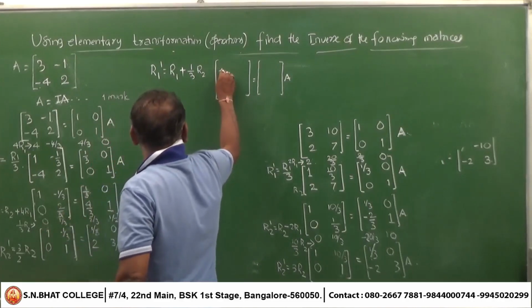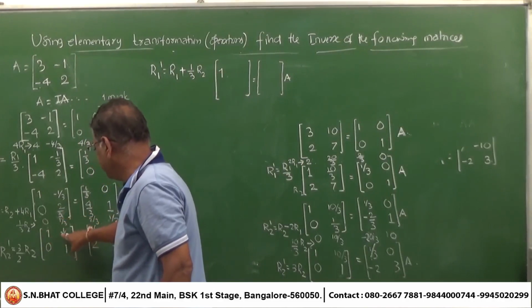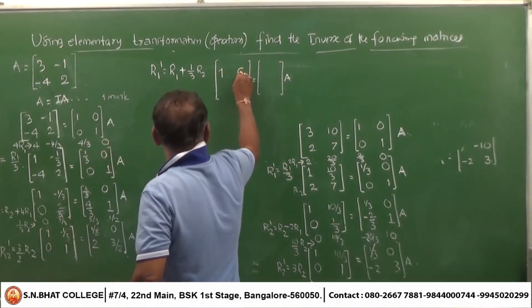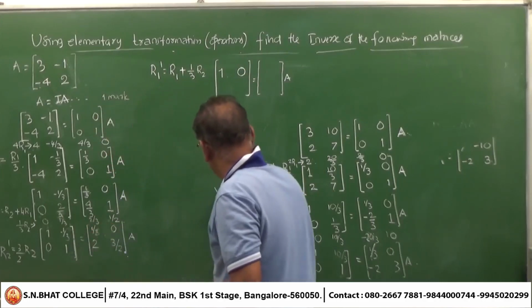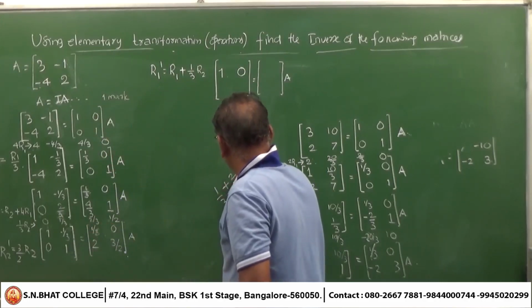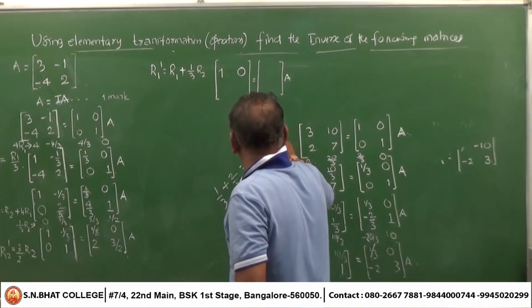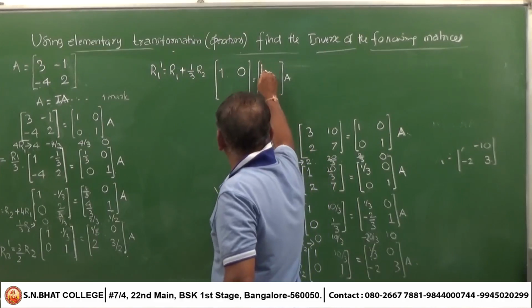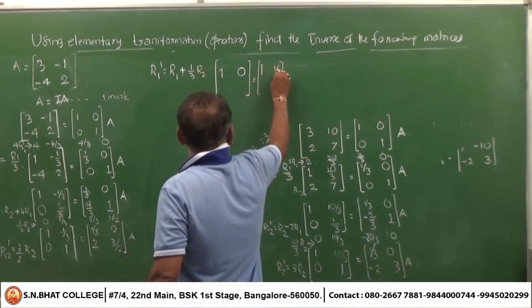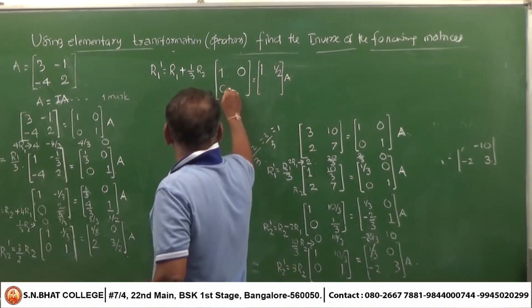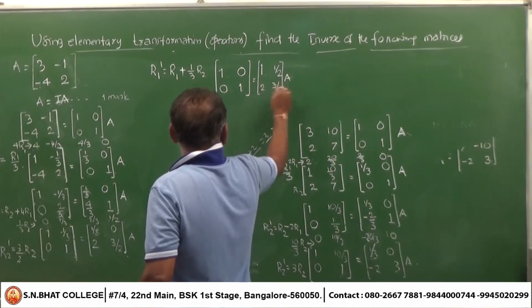1 plus 0 is 1. This plus this, 1 plus 0 is 1. Minus 1 by 3 plus 1 by 3 is 0. Next, 1 by 3 plus 2 by 3. LCM is 3. 1 plus 2, 3 by 3, 1. This is 1. Next, 0 plus half is 1 by 2. Write second row as it is: 0, 1, 2, 3 by 2.